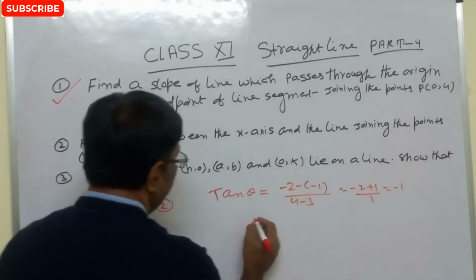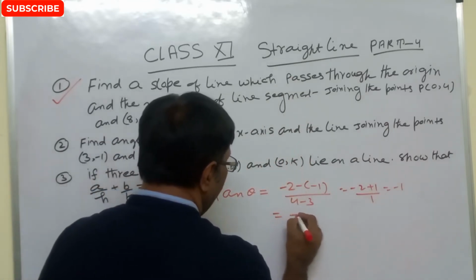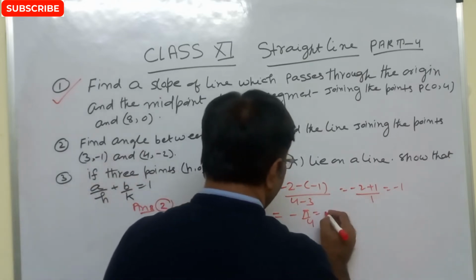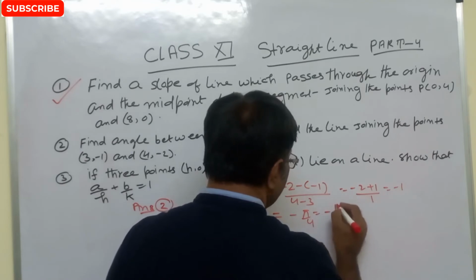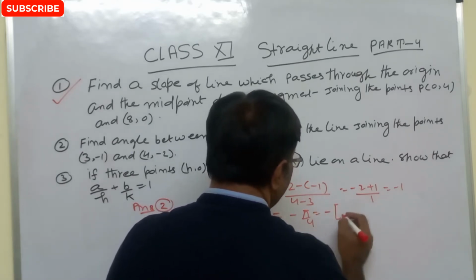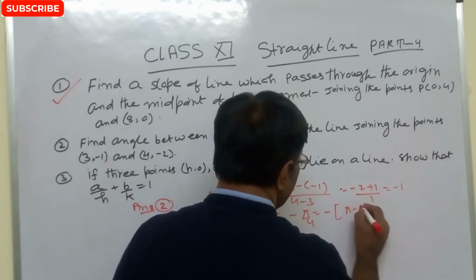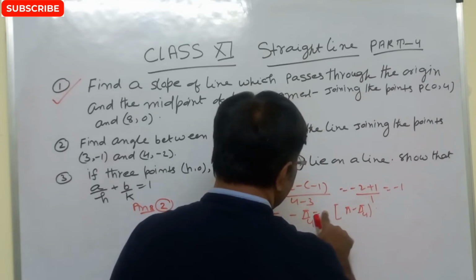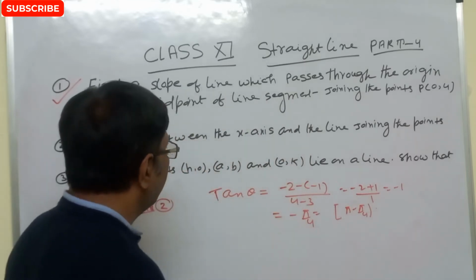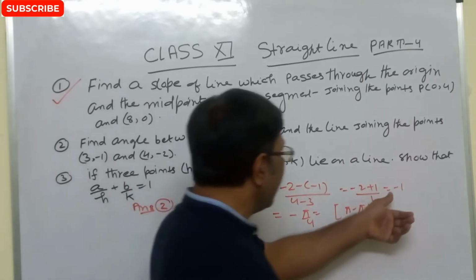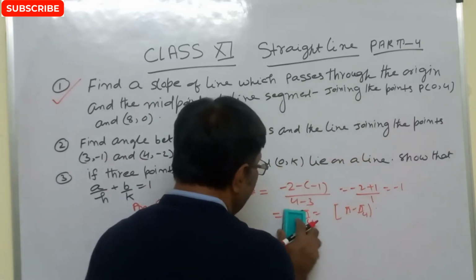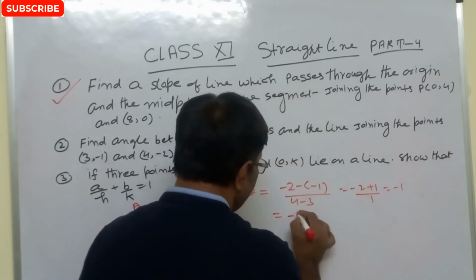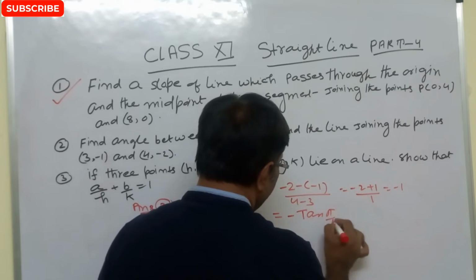So you know minus 1 can be written as minus pi by 4, and minus pi by 4 can be written, इसको क्या लिख सकते हो? pi minus pi by 4. So this is how much? That is pi minus pi by 4. So this is the tan theta, that is minus 1. So we can write here theta equals 3 pi by 4.